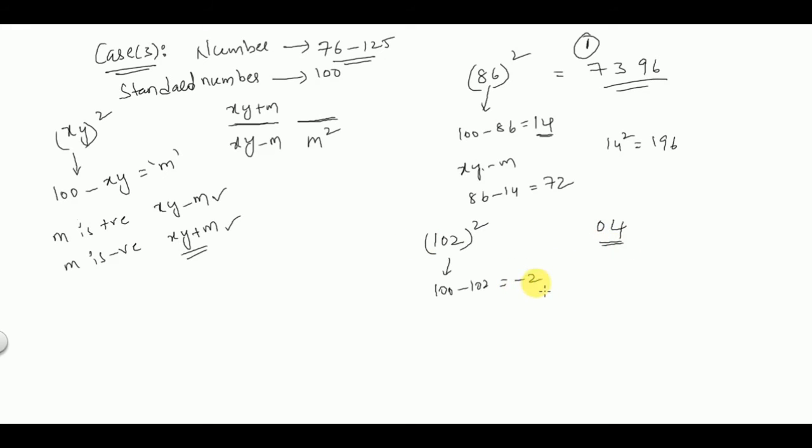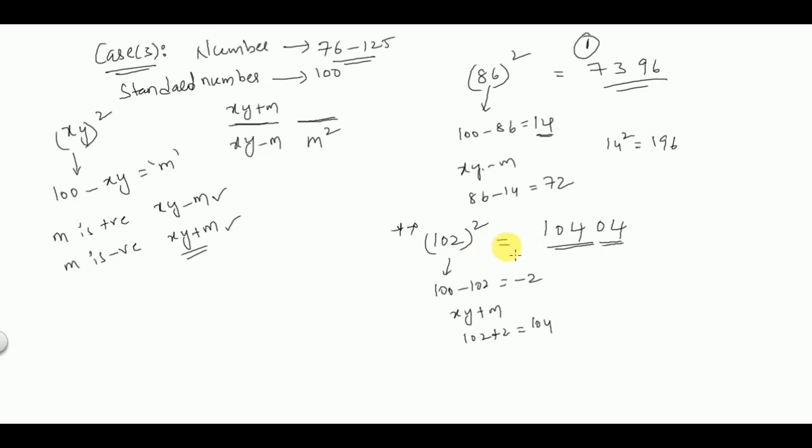So if 2 square is 4, you should not write only 4. We have to write 0, 4. Okay, so this is important. 0 and 4 we have to write, not only 4. Okay, and then m is negative. So the resultant is xy plus m. So 102 plus 2, which is equal to 104. That's all. 10404 is the square of 102.